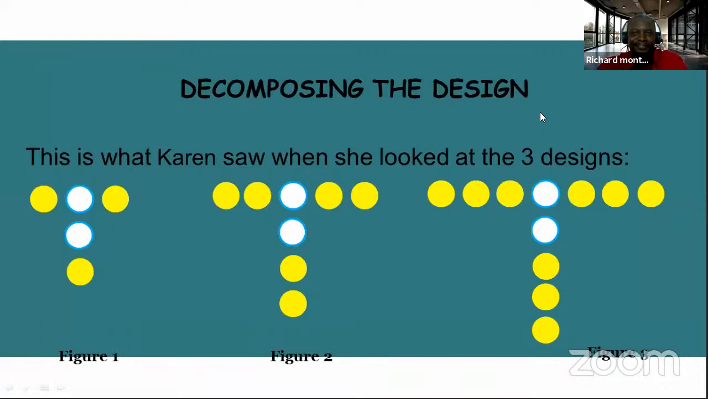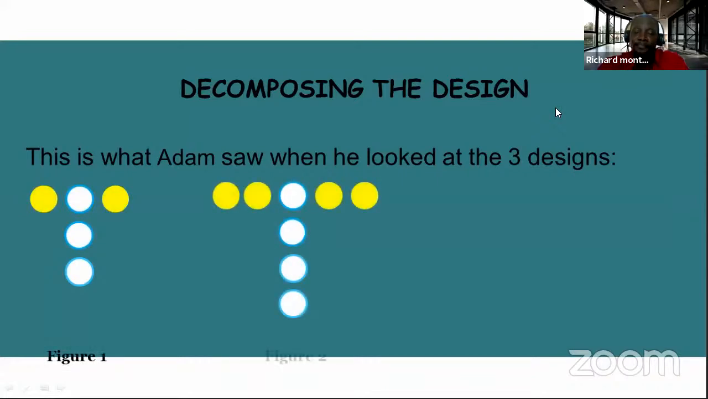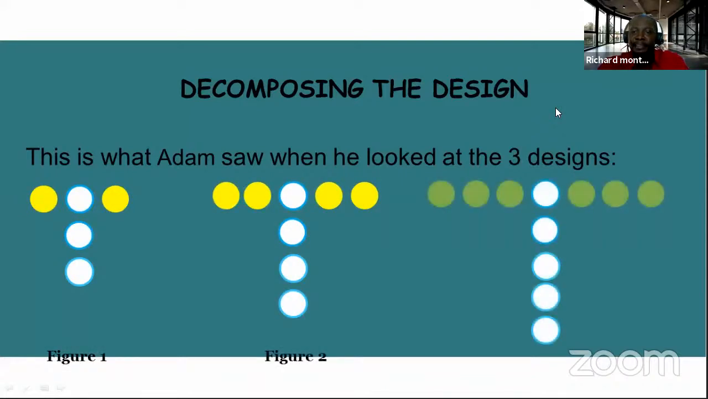Very good. Very good. Coming from the chat. Very good. All right. Another student, Adam, when he decomposed the 3 design, he saw 3 and 2 added, then 4 and 4 added, then 5 and 6 added.